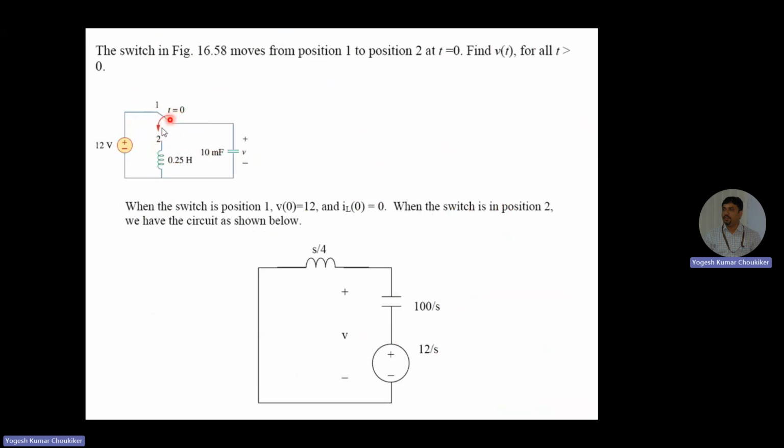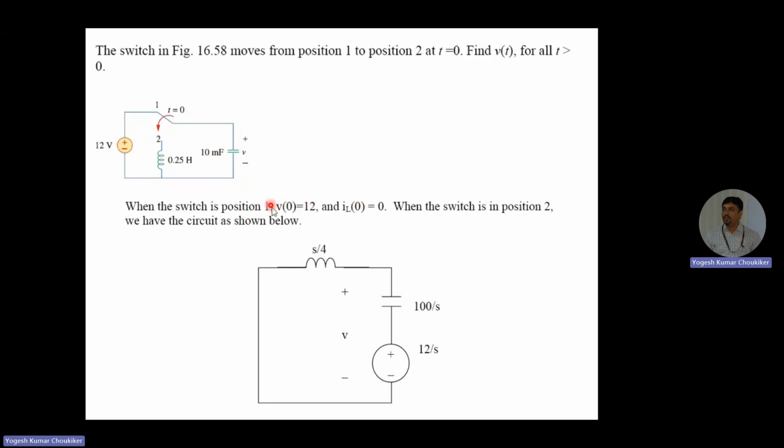If the switch is at position number 1, you can see we have a circuit like this, correct? In this case, this is the 12 volt source, and this is the capacitor. So when the switch is in position 1, we have a V naught value, the initial voltage, of 12 volt, yes. And what about the current? Because it is an open circuit, the current is 0, correct?